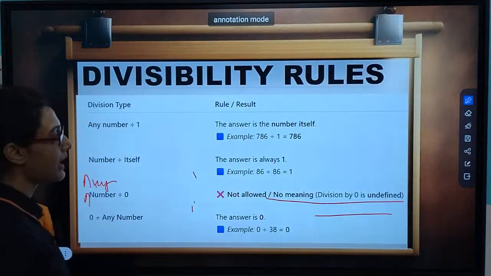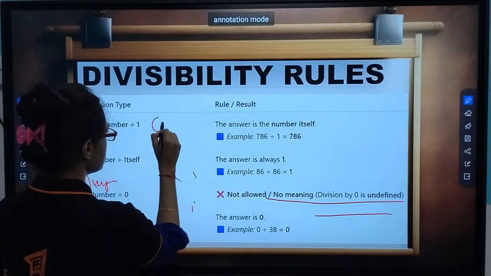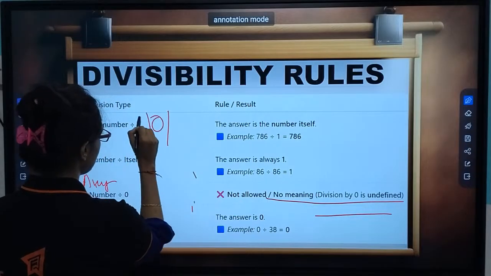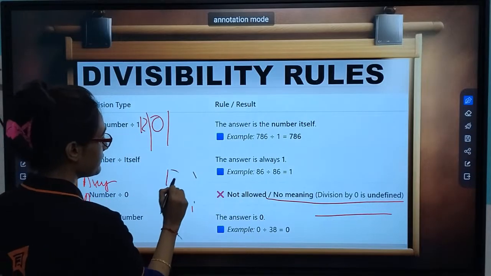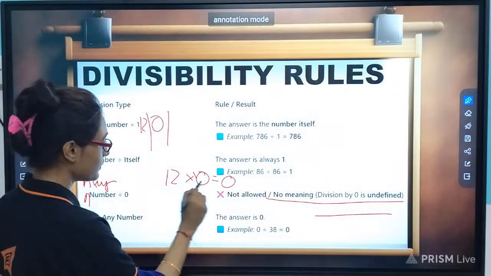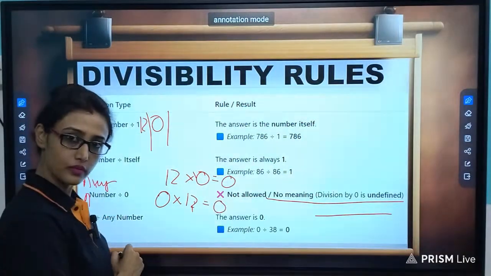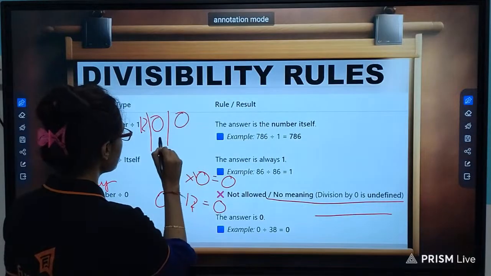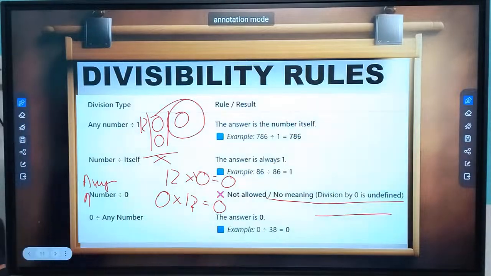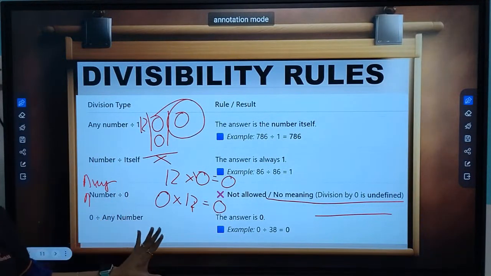Now the next one, 0 divided by any number. 0 divided by any number, like 12. 12 zeros are what? 0. Isn't it? 12 zeros are 0. 0 into 12 equals 0. Right? So are you getting any answer? The answer is always 0. Understood the concept? How these 4 are very important?